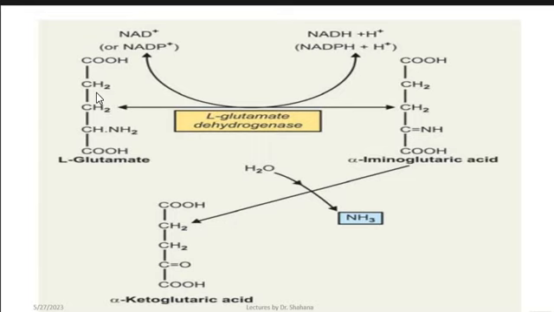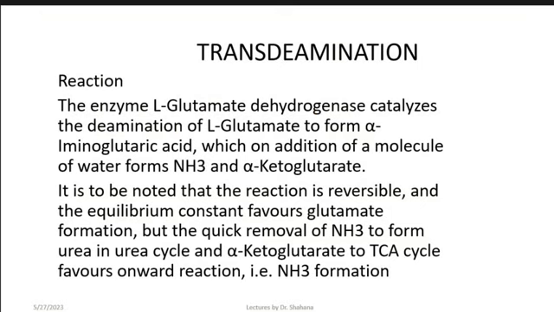L-glutamate is there. Here a 2 carbon side chain CH2CH2 group is there, 1 amino group is there, and 1 carboxyl group is there in the presence of L-glutamate dehydrogenase. Furthermore, this ammonia group is removed after the addition of water. Here, by the addition of water, a carbonyl group will be formed. This transdeamination is a reversible reaction.